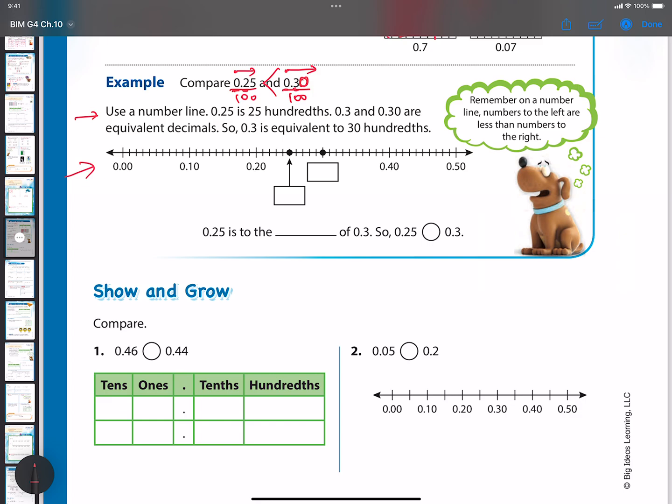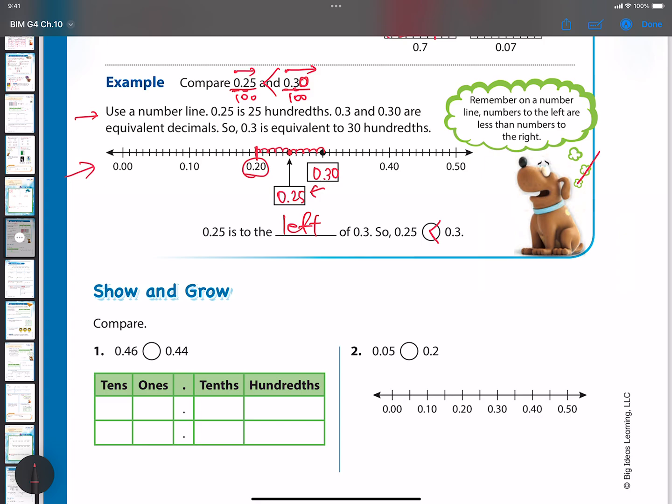Let's say this is 0.20, and let's count where this plot is located. 1, 2, 3, 4, 5. Okay, 0.25. And then let's continue: 6, 7, 8, 9, 30. So 0.25 is to the left of 0.3. So 0.25 is what? Less. Less than 0.3.